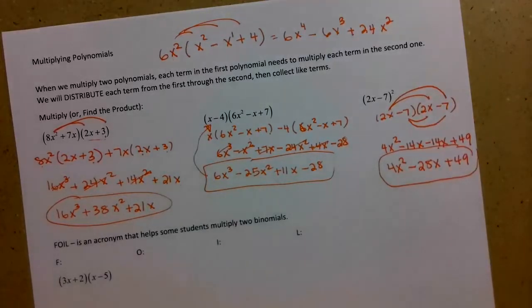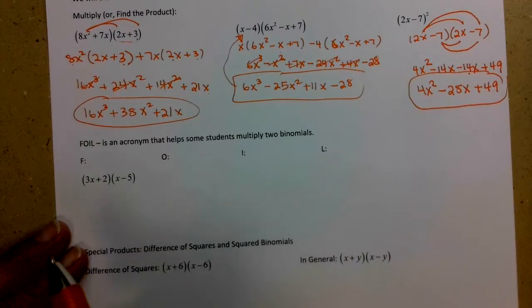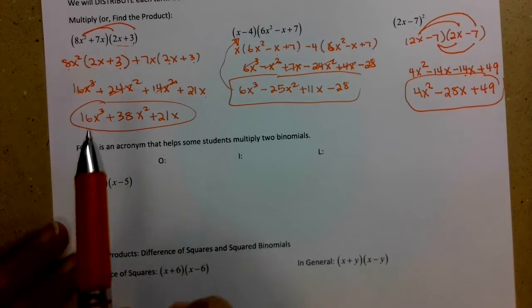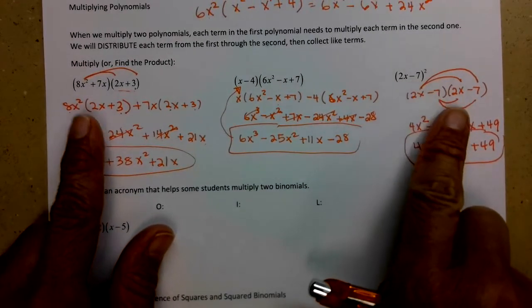All right, so FOIL, you might have heard of FOIL at some point. It's an acronym, and it's a way that helps some students when you have to multiply two binomials. It only works for two binomials. In our examples, there were two cases of a binomial times a binomial.